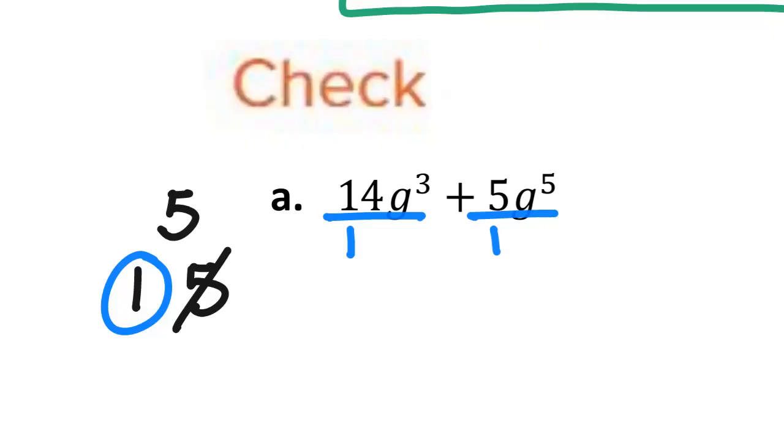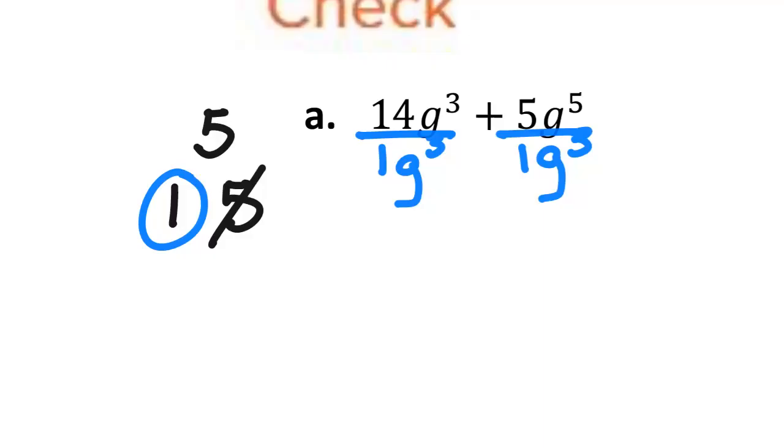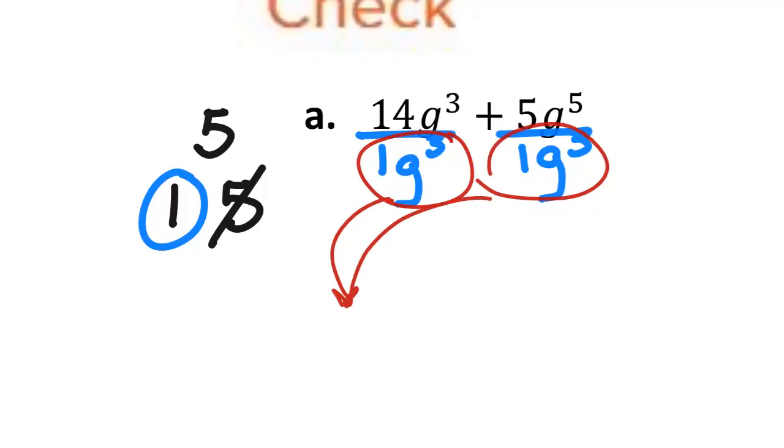Then I have a g to the third and a g to the fifth. How many g's can I take away from each of them? What's the most I can take? 3. So that is g to the third. So divide by g to the third. This is your greatest common factor. And as the greatest common factor, it's going to go out in front as your first factor. And then you're going to put in parentheses what you get after you factor out that greatest common factor.